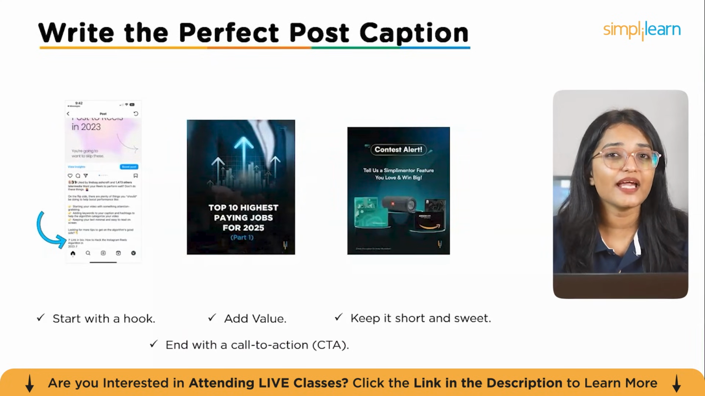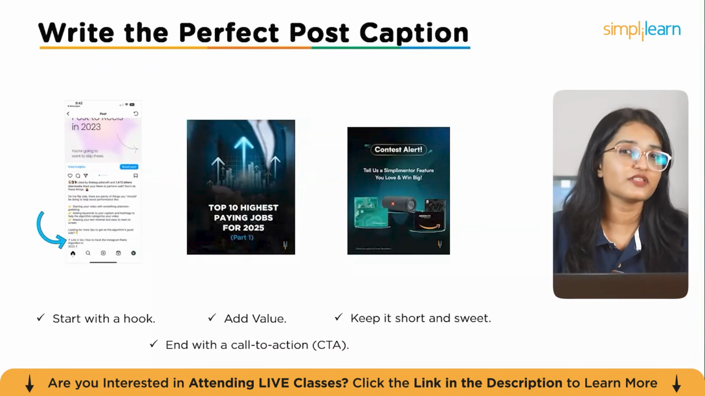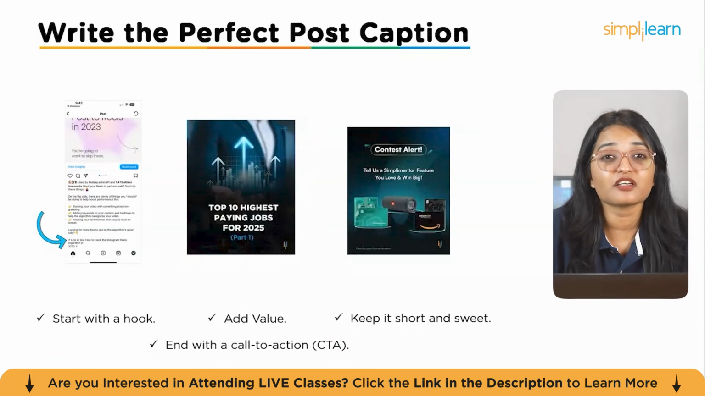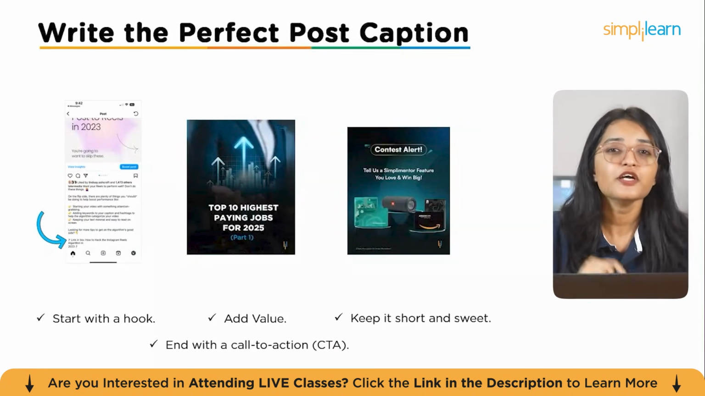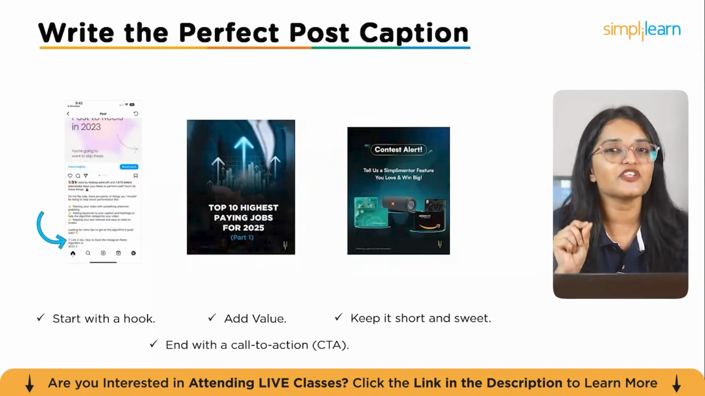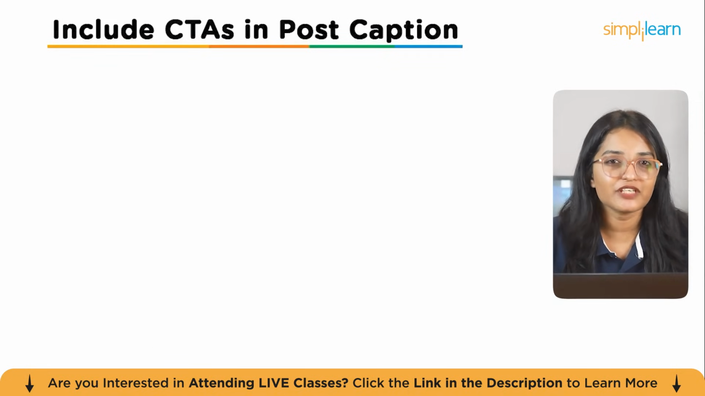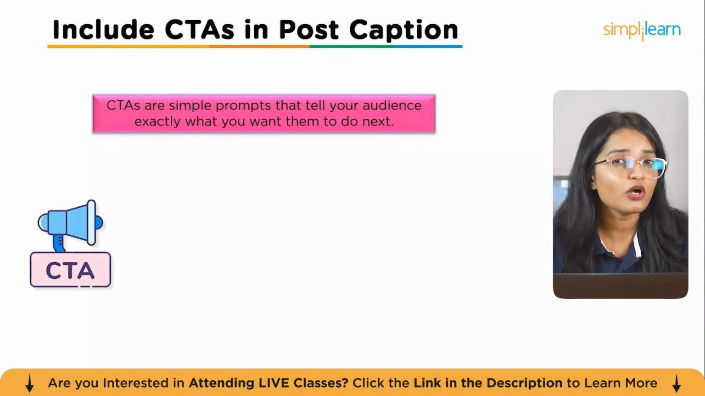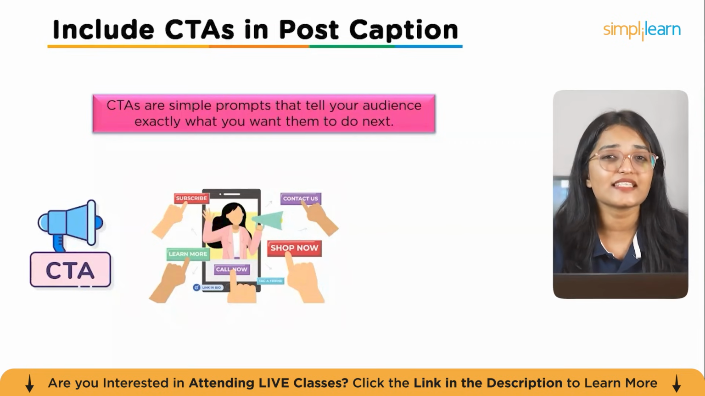Also, make sure you end with a call to action. Ask people to comment, share, or visit your bio. Example, what's the biggest challenge in Instagram marketing? Comment below. This encourages your followers to engage with your post and share their thoughts. Now, speaking of call to actions, let's dive deeper into how you can use them in your captions. Now, call to actions are simple prompts that can tell your audience exactly what you want them to do next.